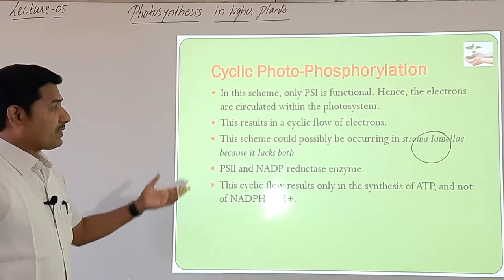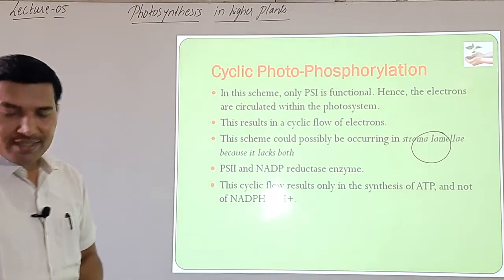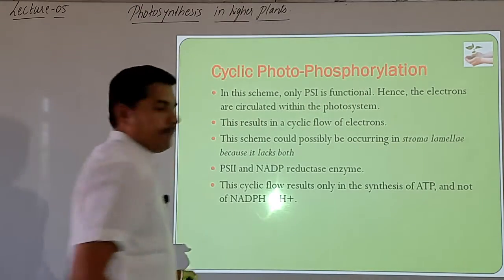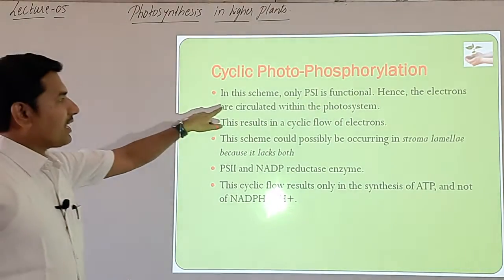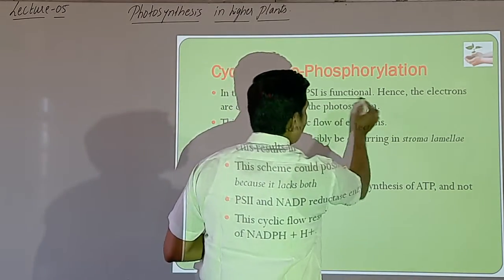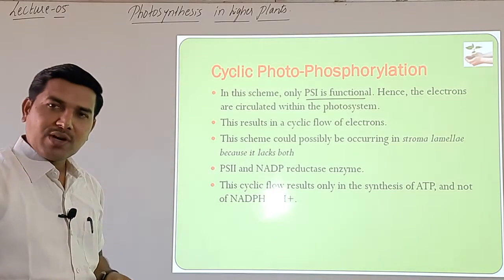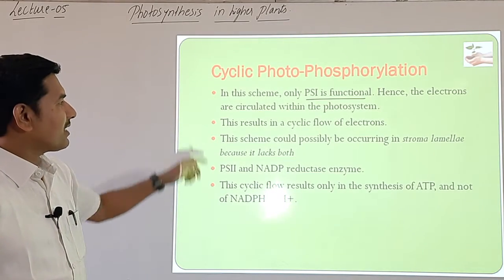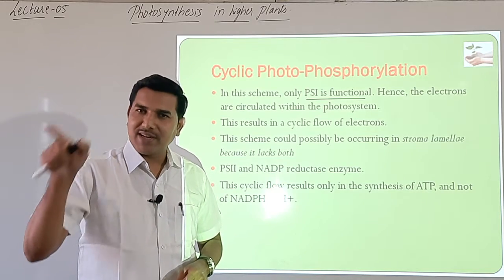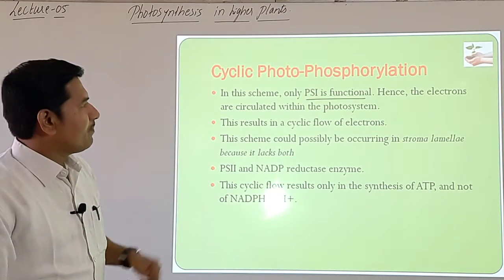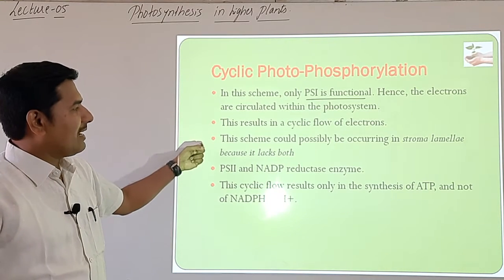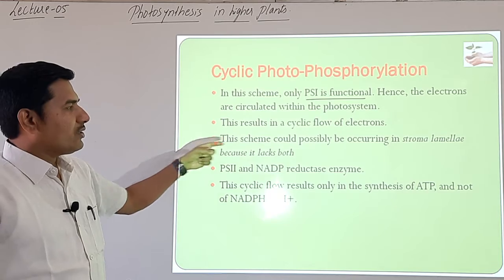Now what exactly happens? Here in this scheme only PS1 is functional. That means photosystem 1 ಒಂದ functional ಇರ್ತದೆ. PS1 is functional, hence the electrons are circulated within the photosystem. ಅಂದರೆ ಈ ರೀತಿ ಸರ್ಕ್ಯುಲೇಟ್ ಆಗ್ತಾ ಇರ್ತದೆ. That's why the name? Cyclic. This results in a cyclic flow of the electrons. This scheme could possibly be occurring in stroma lamellae.